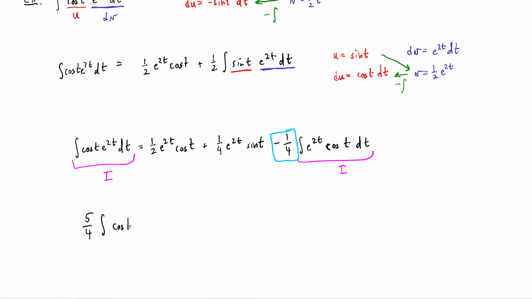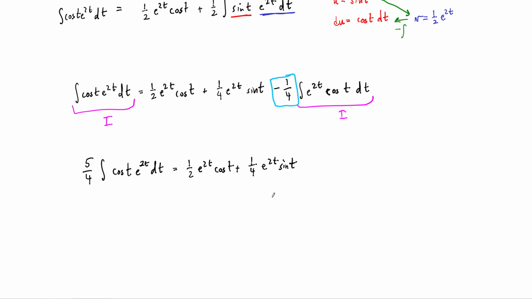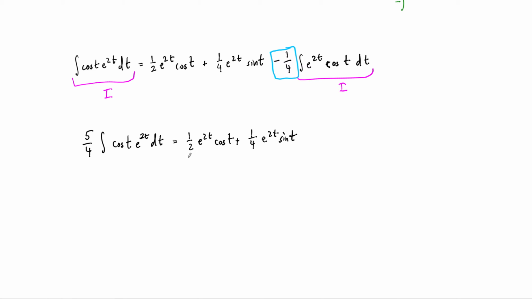So I'm going to rewrite what the integral was, but 5/4 the integral of cosine t e to the 2t. Now it equals all this: 1/2 e to the 2t cosine of t plus 1/4 e to the 2t sine of t. We have a couple more things left to do, but we're basically done, because now we have a formula for a function whose antiderivative, whose integral, is equal to this, kind of. It's not exactly, because we've got this factor of 5/4 here. And then, of course, when we find an antiderivative, we always need a plus c.